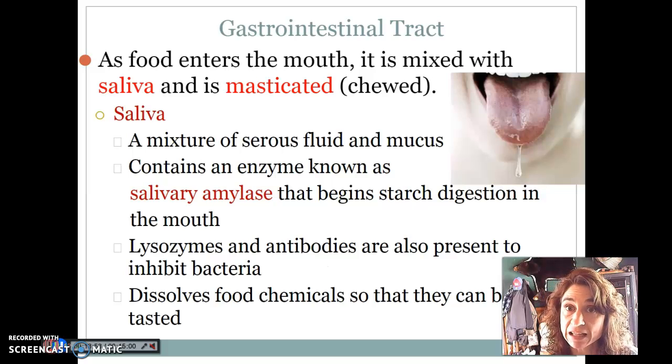Saliva also contains lysozymes and antibodies. This is to help inhibit bacteria, because food is not sterile, and we touch it with our fingers. Hopefully we've done hand hygiene, but there still could be bacteria transferred to our food. So we need to have those somewhat natural defenses to help inhibit that bacteria before we eat the food and take it into our body.